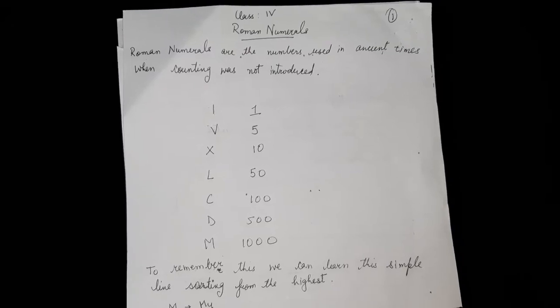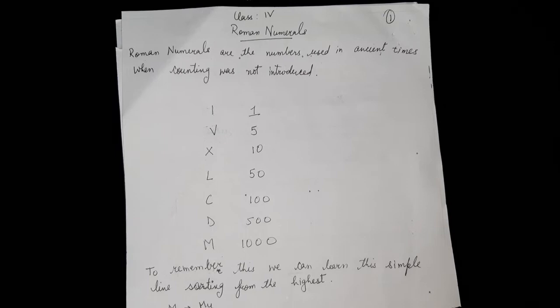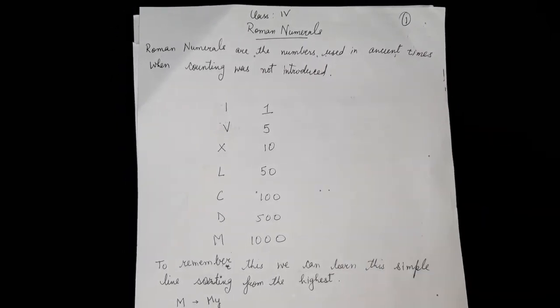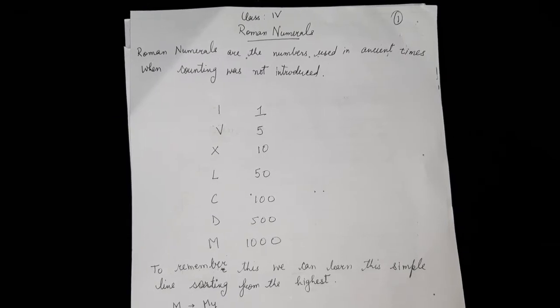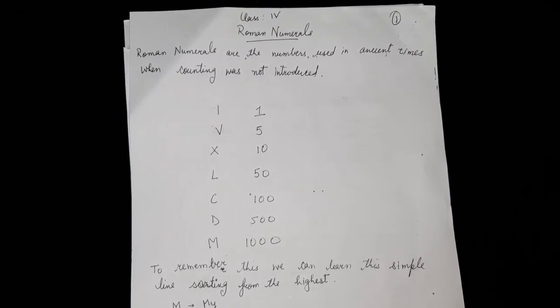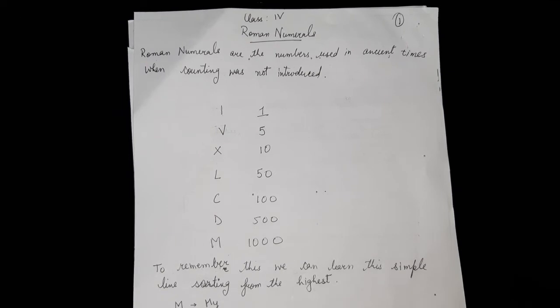Good morning. So today we are going to learn about Roman numerals. Roman numerals are the numbers that were used in ancient times when counting was not introduced. So they are still used somewhere in watches and sometimes they are used in books, novels. Right. So let us go through it once.